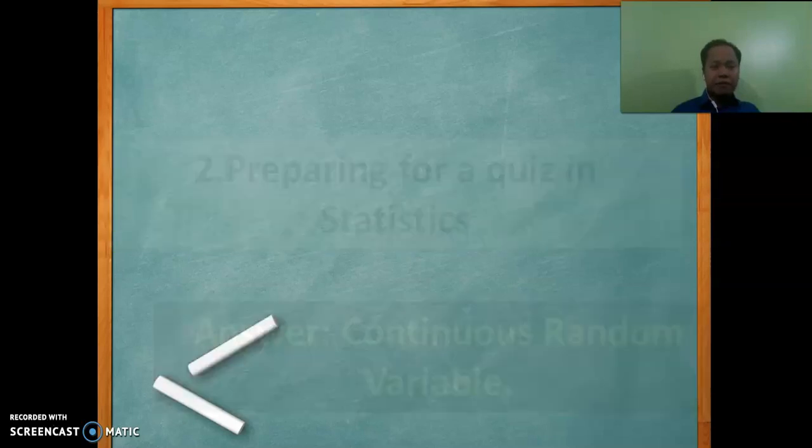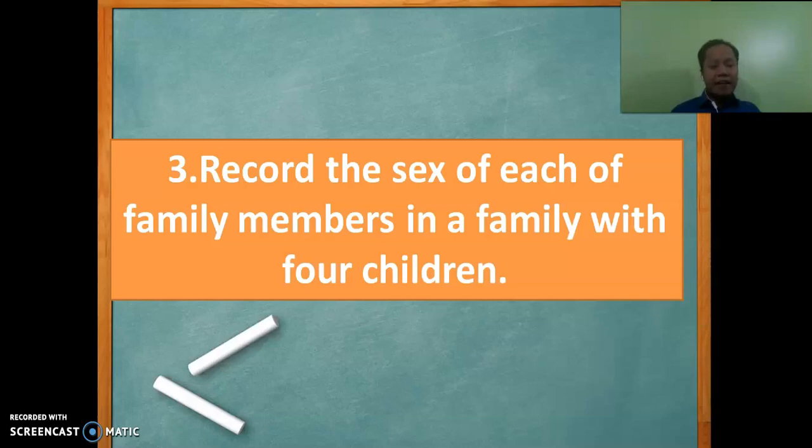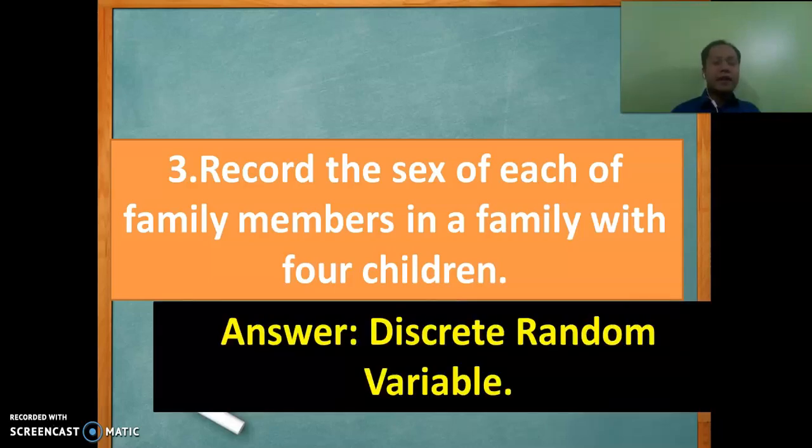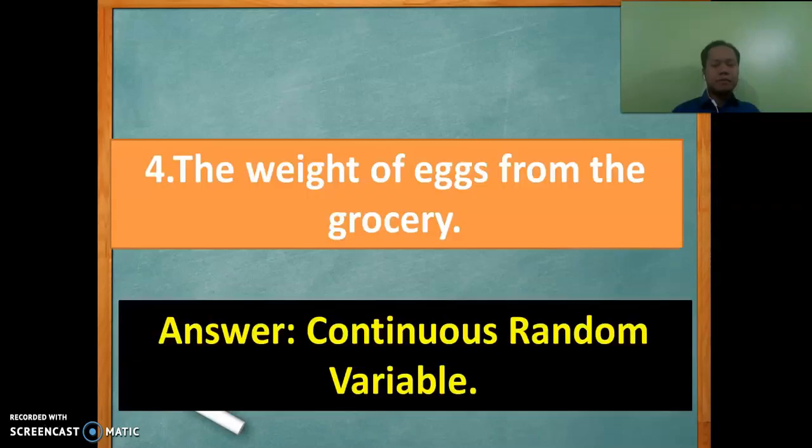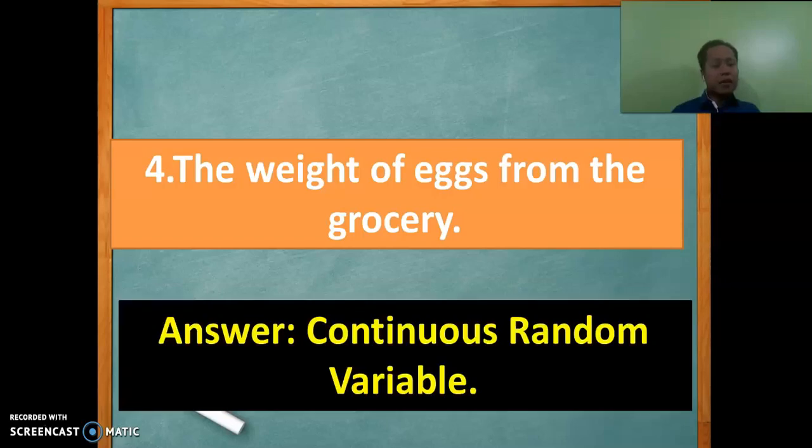Let us have the third one. Record the sex of each of the family members in a family with 4 children. Is it continuous or discrete random variable? That is correct. It's a discrete random variable. Can we have the fourth one? The weight of items from the grocery. Okay, it's an example of continuous random variable because weight is an example of a continuous variable.